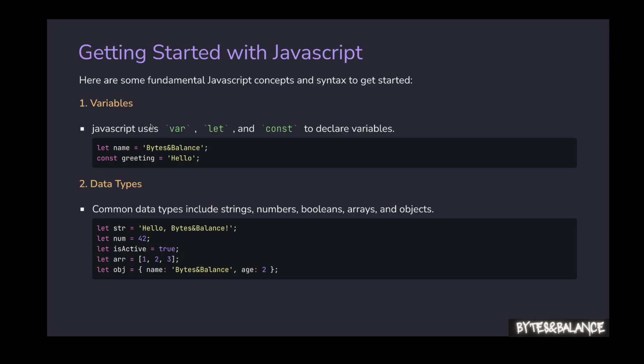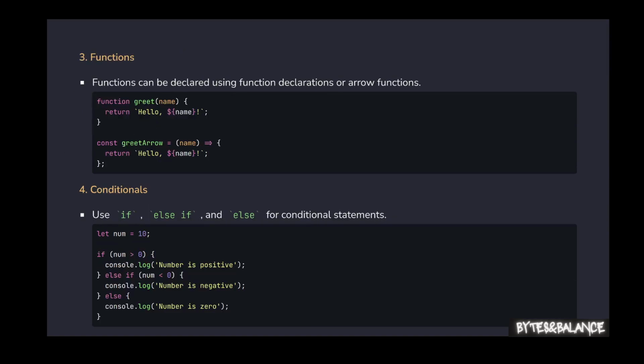Going to the next slide, we have functions. Functions are used to perform tasks or calculations and can be defined in two ways. We've got function declarations. These are the traditional way to define a function. For example, function greet(name) { return "Hello " + name } creates a function named greet that takes a name as an argument and returns a greeting.